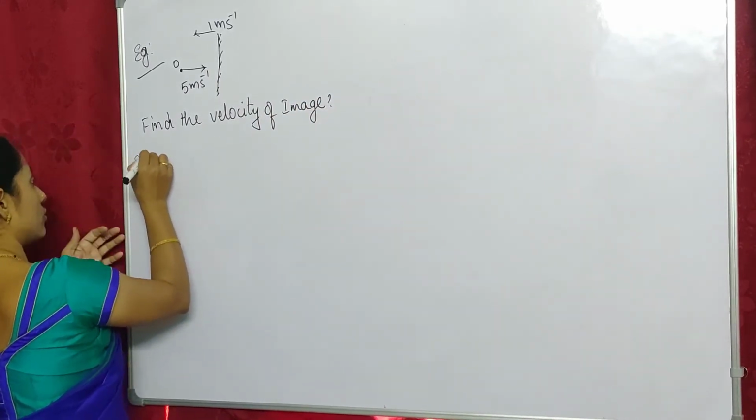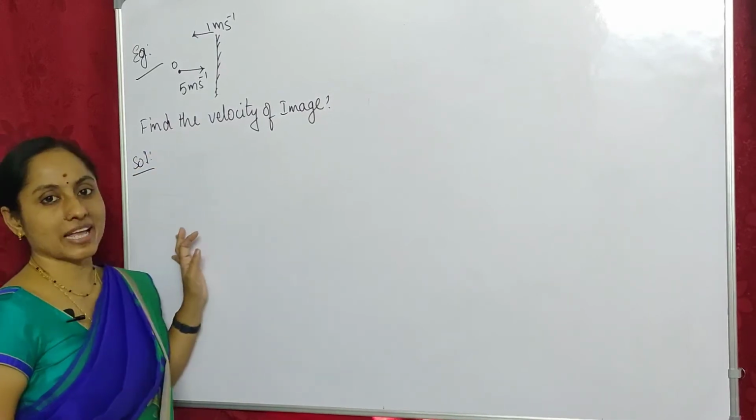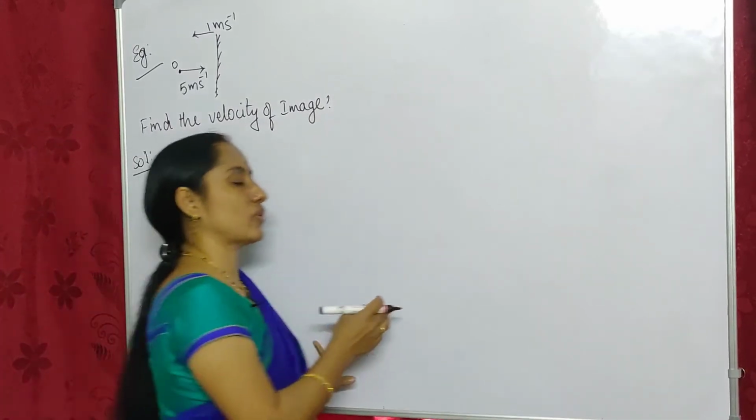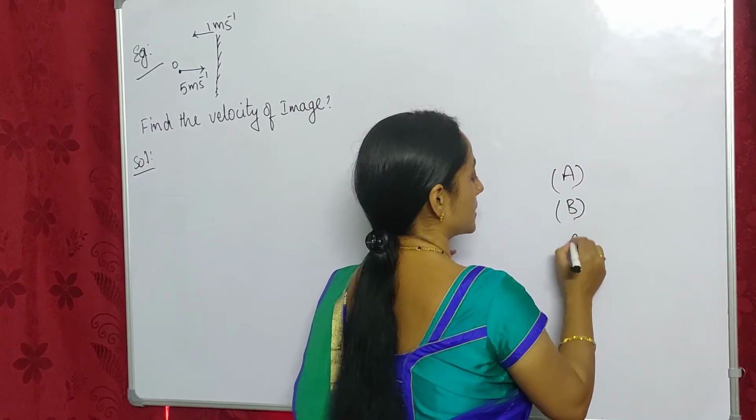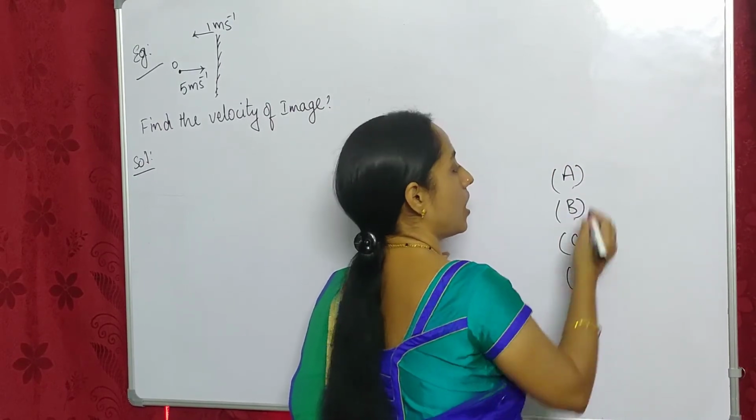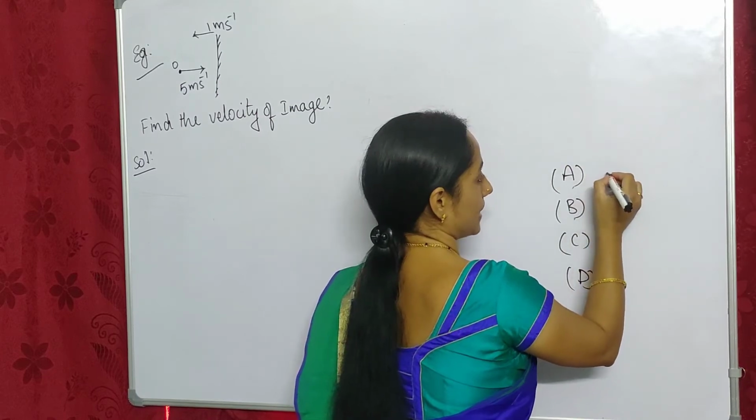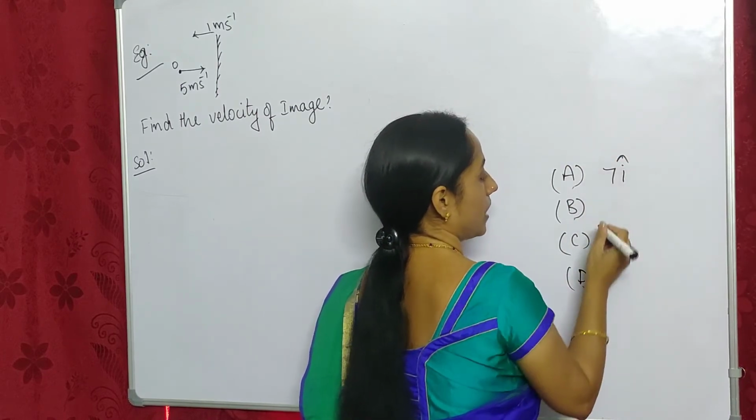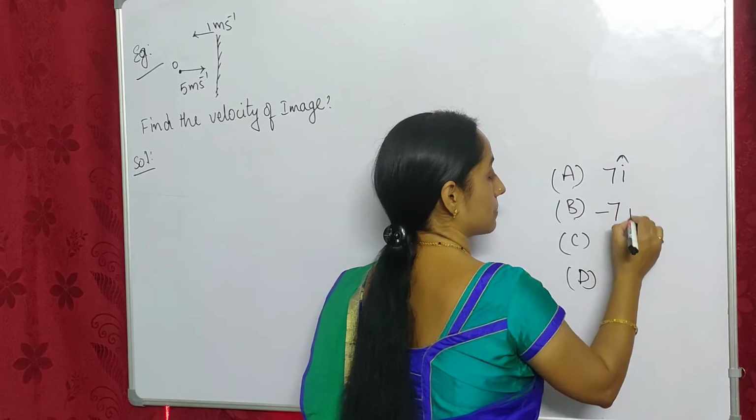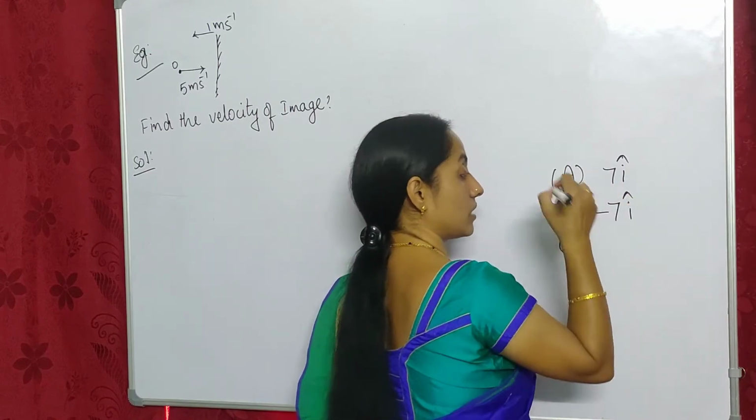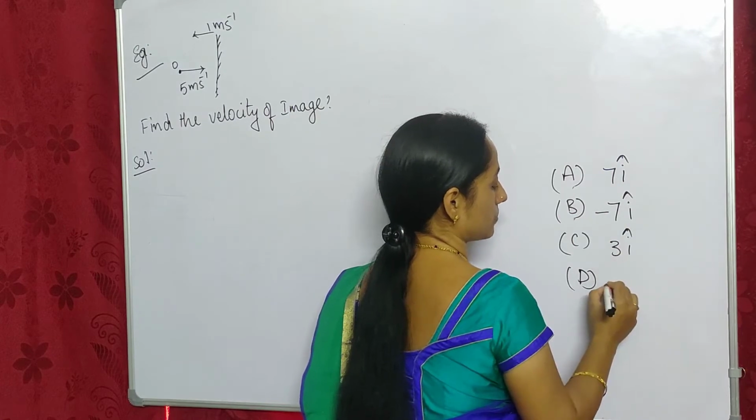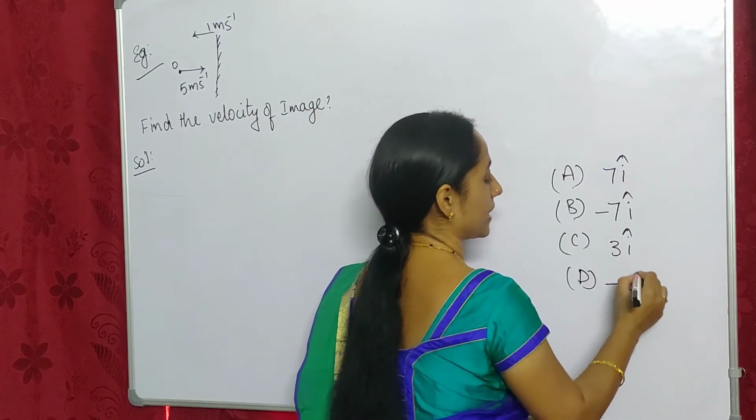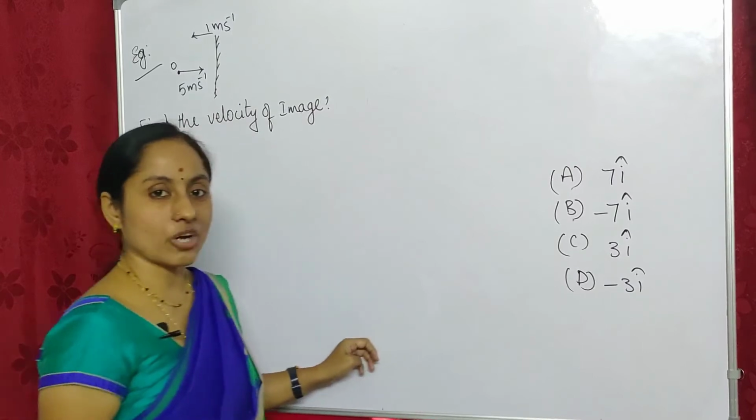Now, can you solve the question or not? I'll give you options. Apparao says the answer is 7 i cap. Baburao says the answer is minus 7 i cap. Sinnarao says no, the answer is 3 i cap, and Durgarao says minus 3 i cap. Which is the correct option?